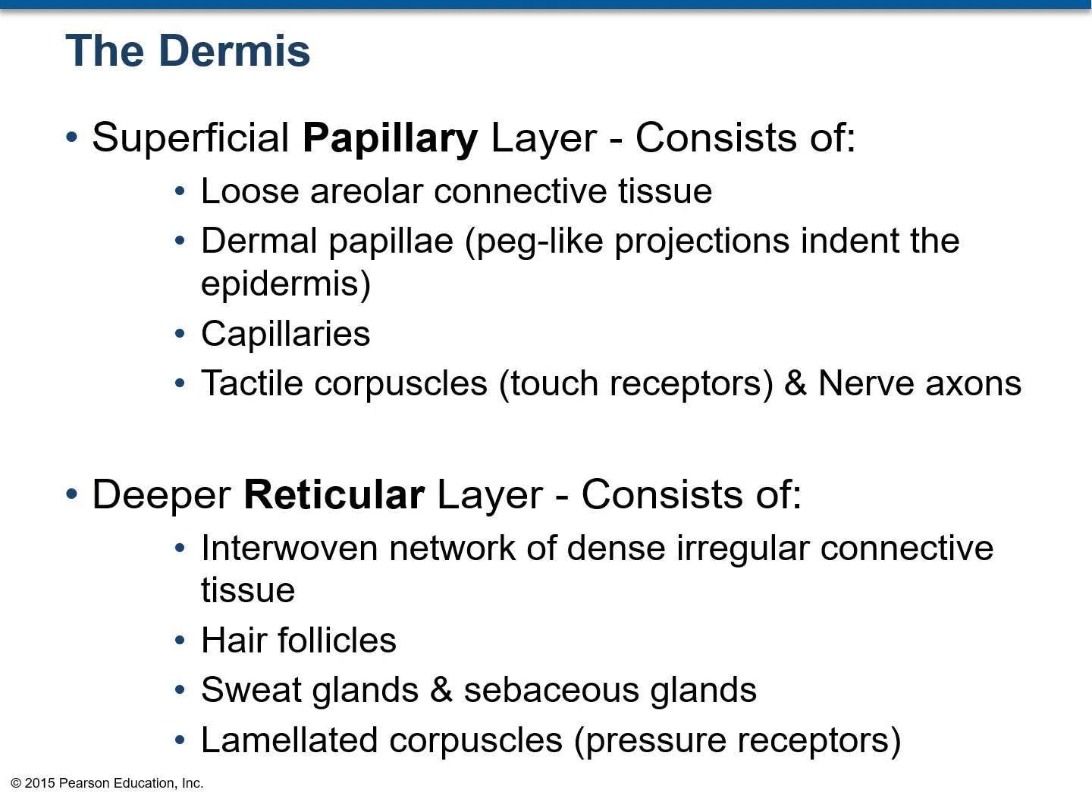The papillary layer derives its name from the dermal papillae. The papillae are peg-like projections that indent the epidermis. You can see they form these wave-like structures. The papillary layer is made up of loose areolar connective tissue, and you can see blood vessels such as capillaries and some nerve axons in this layer. The deeper reticular layer is made up of dense irregular connective tissue, and you can see hair follicles, sweat glands, and sebaceous glands in this layer.